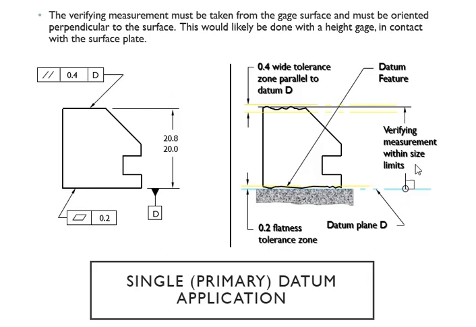Okay, so in order for us to verify the measurement within the size limit, you're going to use a tool called a height gauge. And by using that tool, you can verify the measurement from that gauge surface, because it is usually perpendicular to the surface.